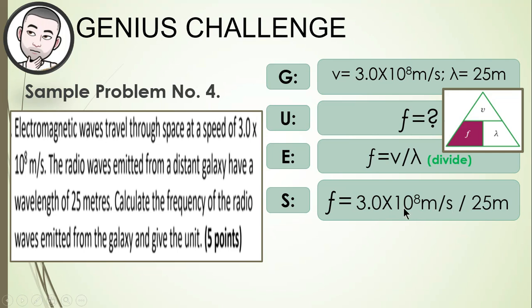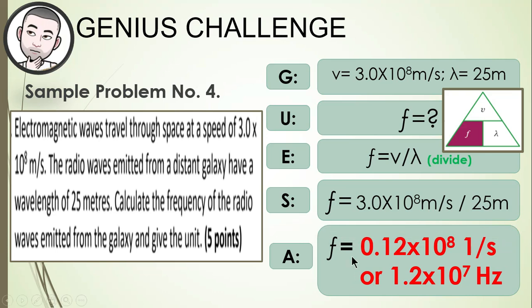This one is quite easy. All you have to do is to divide the coefficient by 25. So when you divide it, it will give you the answer 0.12. Then copy the base, which is times 10 raised to 8. And then what is the unit?